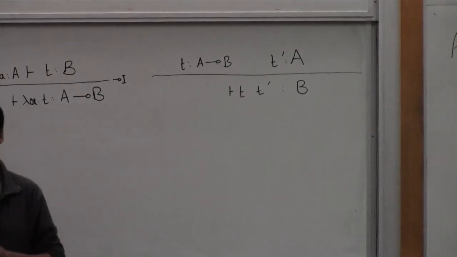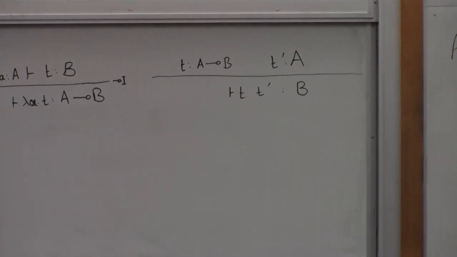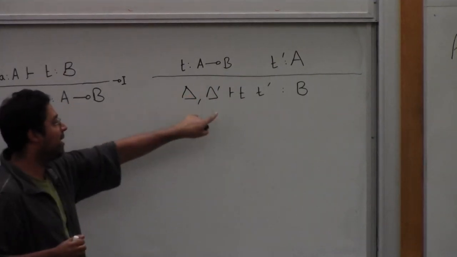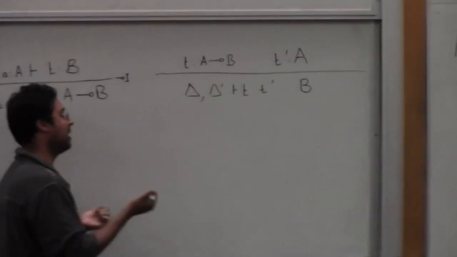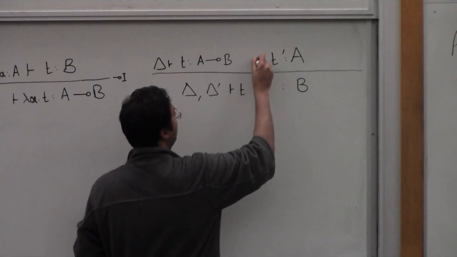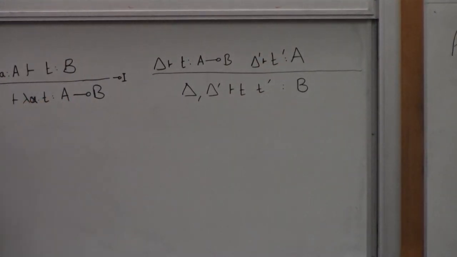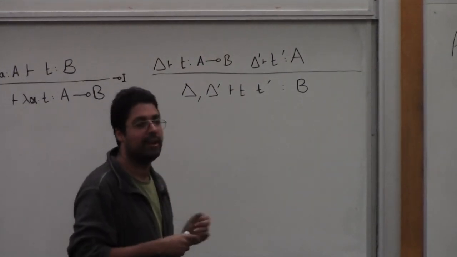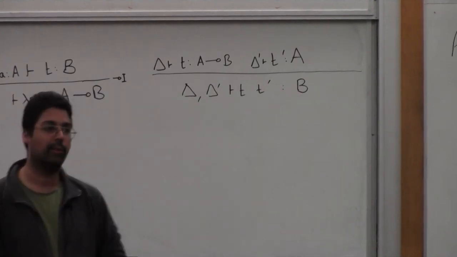Okay, and now again, we need to divide our context appropriately. So does anyone have suggestions for how we should do that? Yes? It's the same thing as the product case, that we don't need any more variables. That's right. So we'll say we have two subterms, so we'll divide the variable context into two parts. One for the function, which will have the type A lollipop B, and the other for the argument, which has the type A. And if T uses delta and T prime uses delta prime, you can put the two together to get the variables used in the whole body.